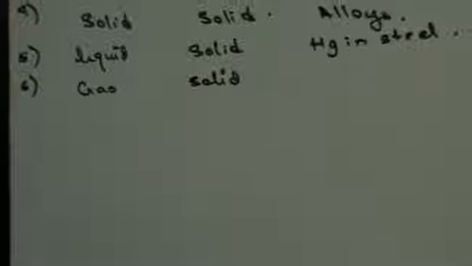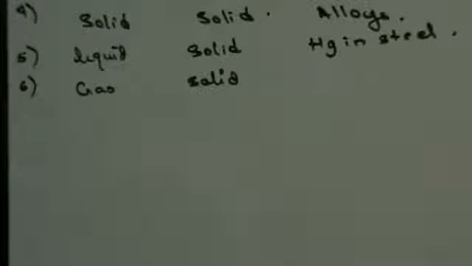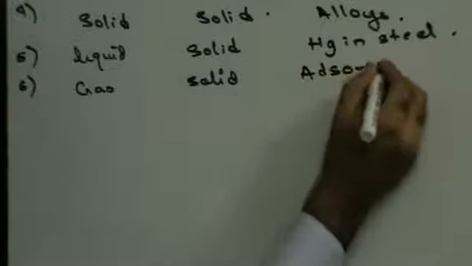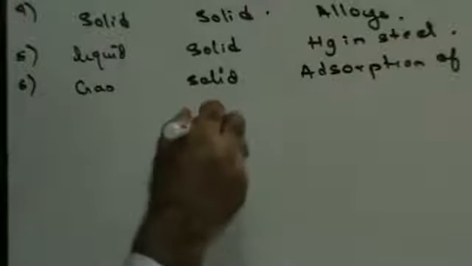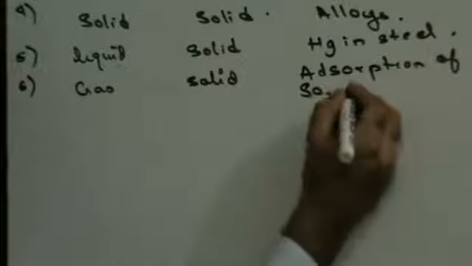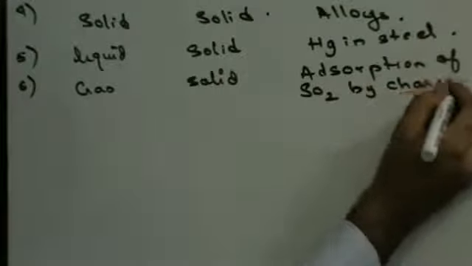Then you have gas and solid. Gas in solid, your charcoal cavity experiment, right? Where your gas would be the solute and your charcoal cavity would be the solvent. So your adsorption of any of the gases would be an example of gas in solid. This would be your adsorption, not absorption, adsorption of any gas, let's say sulfur dioxide gas by charcoal cavity.